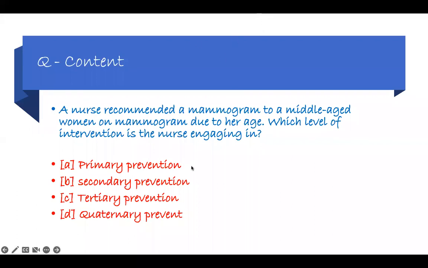What is he asking? The same thing, last portion of the question. Which level of intervention is the nurse engaging in? So that means I have to make a diagnosis of intervention. And he said, the nurse recommends a mammogram to a middle-aged woman due to her age. I made a mistake here. Recommending a mammogram to a middle-aged woman due to her age. Which level of intervention is the nurse engaging in?